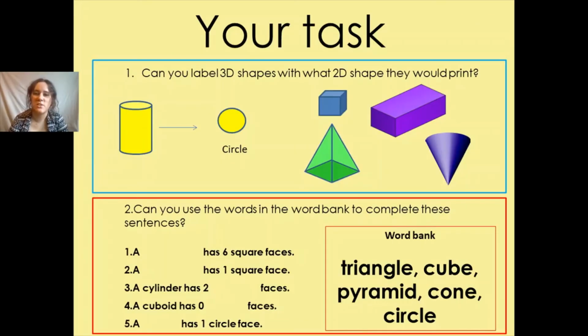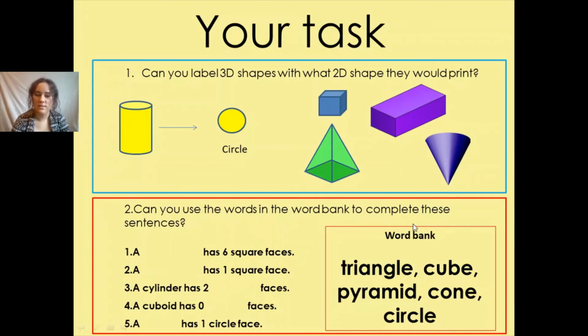Now it's your turn to do your tasks in your workbook. Your first task is, can you label 3D shapes with what 2D shapes they would print? Here I've got an example for you. I know that a cylinder would print a circle. So here I've drawn a cylinder and next to it I've shown that it would print a circle. Do you think you could show what 2D shapes these 3D shapes here would print? It might be more than one.